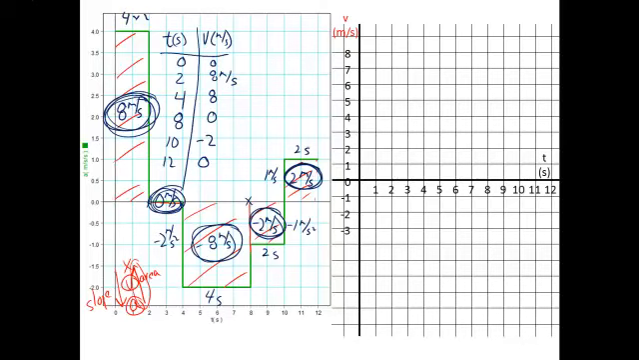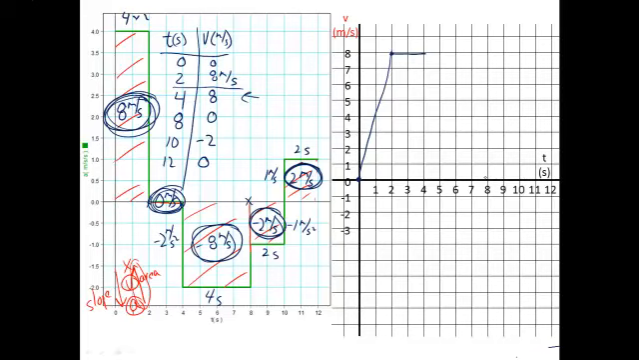So if I graph this out, after 2 seconds, I'm supposed to be here at 8 meters per second. I started here at 0. So these are all constant acceleration, so these should be straight lines. Then after 4 seconds, I'm still at 8 meters per second, so that was a constant 8 meters per second.